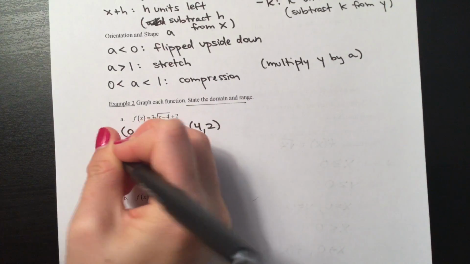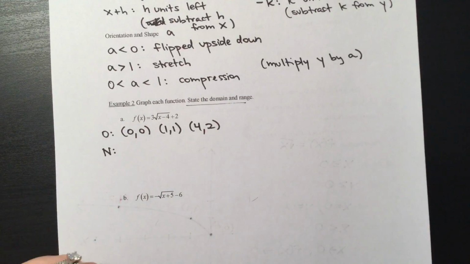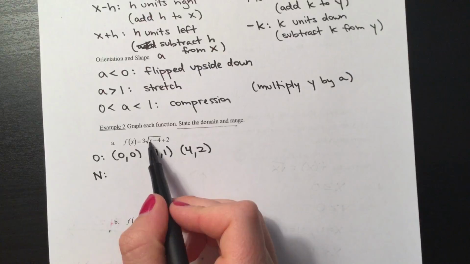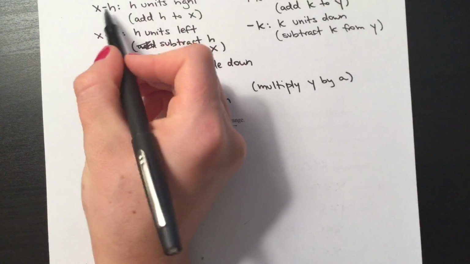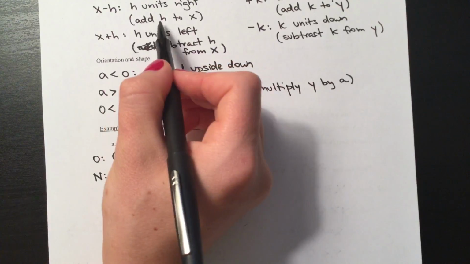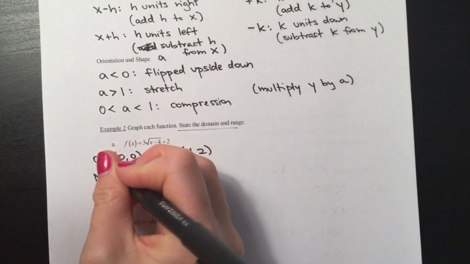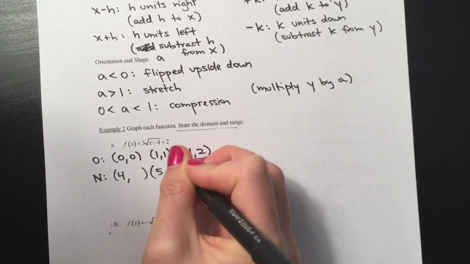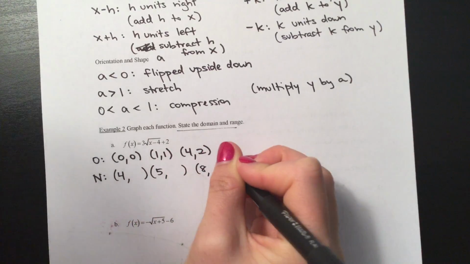Let's take a look at everything that's happening here. Start with the x values. Remember, the only thing that affects the x values is this, like x minus 4. So x minus 4 means you're moving 4 units to the right, so you're going to add 4 to all your x values. Okay, so add 4 to your x values. Don't touch y yet. Add 4, add 4.